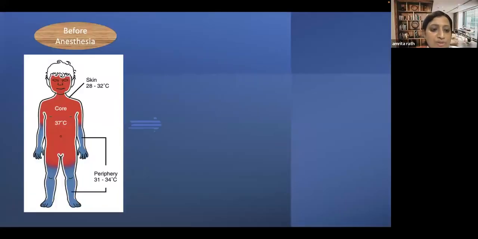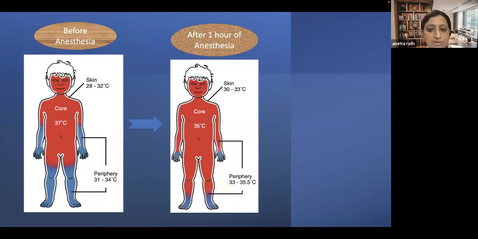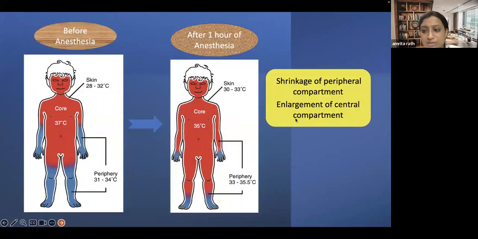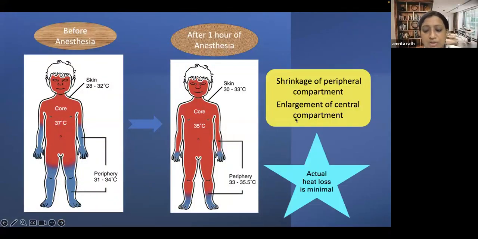So first phase, what will happen? The core body temperature, there will be an expansion. You can see, so this was 37, core will go down, periphery will get cold, so there will be contraction of the peripheral compartment, there will be expansion of the core compartment. So this is the first response. So actual heat loss is overall minimal.